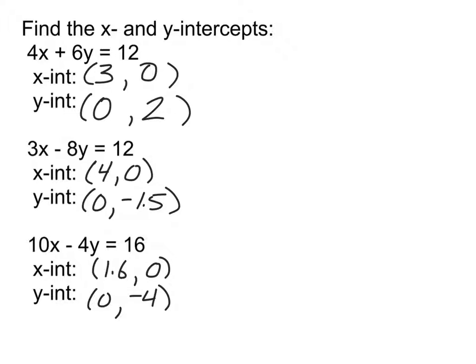In every single one of these cases, whichever one is 0, we're just plugging that 0 in for whichever coordinate it represents. So when it's in the y spot, we plug it in for y, solve for x. When it's in the x spot, we plug it in for x, solve for y. Every single time, same method, same process.